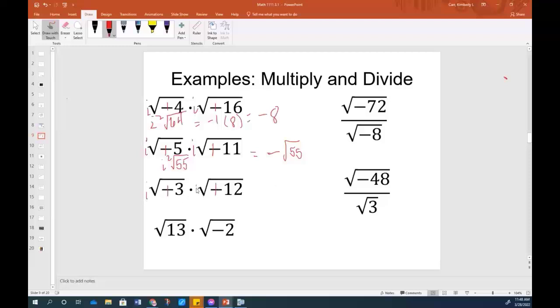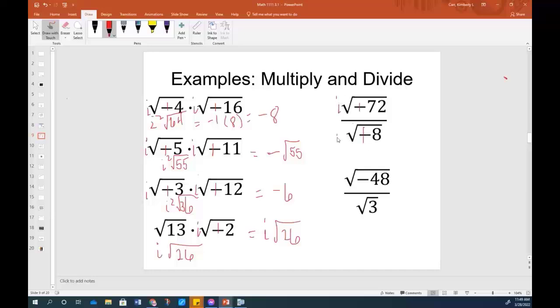Take the i out. i squared, which of course will make it a -1 times something. And then 3 times 12 is 36. The square root of 36 is 6, and the i squared makes it negative. All right, so I have an i on the outside. Inside, I have 13 times 2, which is 26. That does not simplify at all. So that actually is the answer, i root 26.